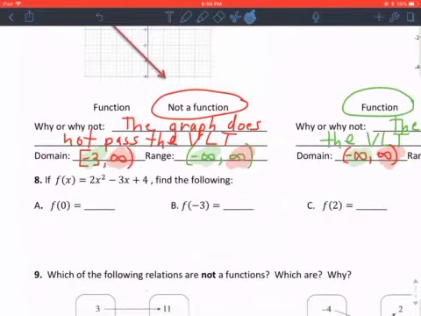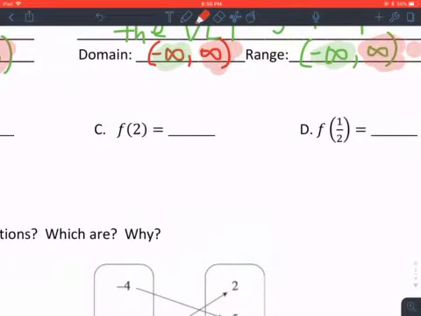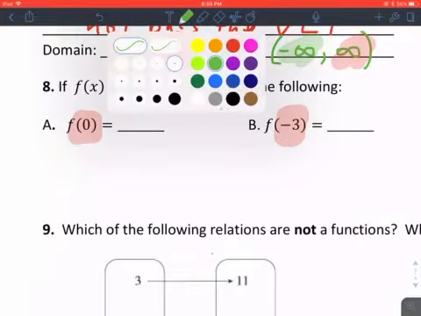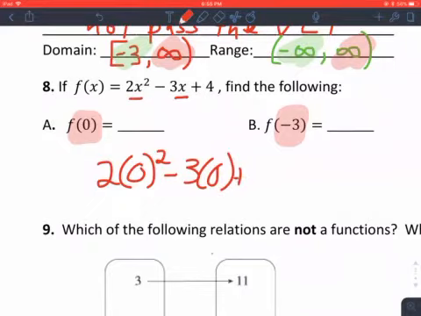Okay, so now let's take a look at number 8. Number 8 says if f of x equals 2x squared minus 3x plus 4, find the following. So basically it's telling us to evaluate f of x given x equals 0, x equals -3, x equals 2, and x equals 1/2. What we're going to do is substitute 0 in for x into our problem wherever we see x's. We always want to substitute our value in its parentheses. So we'll have 2 times 0 squared minus 3 times 0 plus 4.